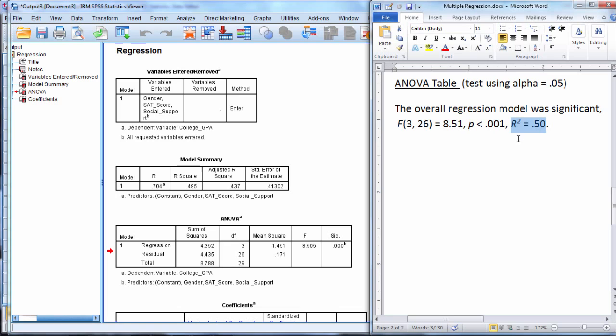This is very typical to do. R squared equals 0.50, and that, of course, came from the model summary table. Okay, so once again, this tells us overall, our regression analysis was statistically significant. When I take those 3 predictors together, as a group, they predict college GPA significantly.